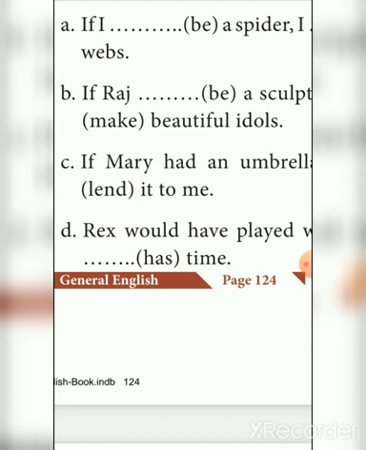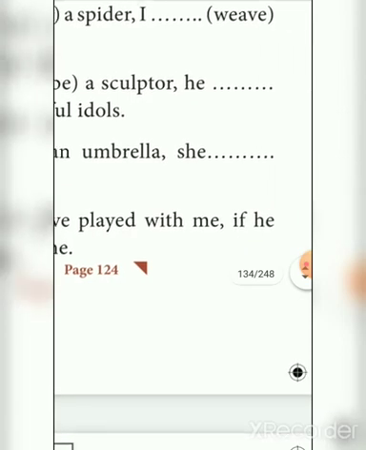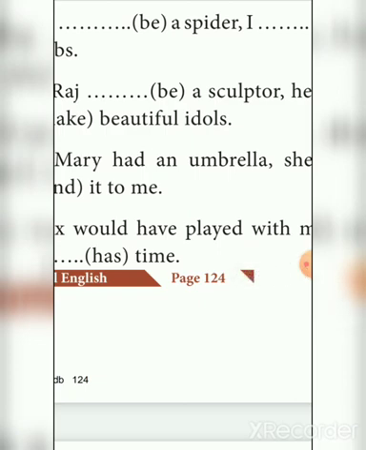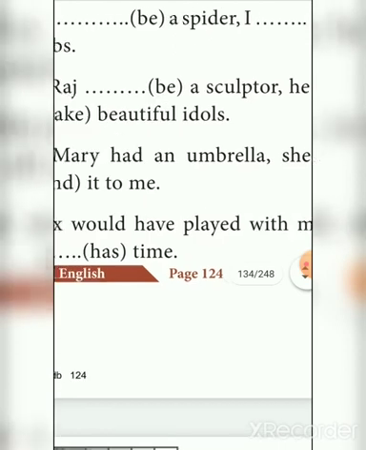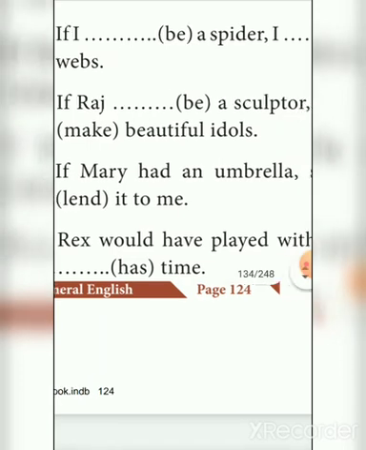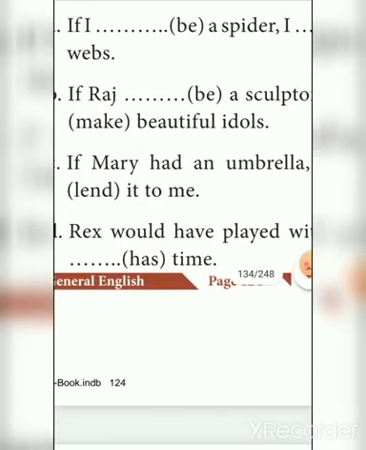Okay, the next question. Rex would have played with me if he dash has time. Would have. See, this is a third condition, unfulfilled or impossible. Would have played. Future perfect in the past. Would have plus V3 comes in the main clause. What will be the condition in the if clause? If he had. Had is a past perfect tense verb, then had plus V3. What is the V3 form of has? Had. So, Rex would have played with me if he had time.